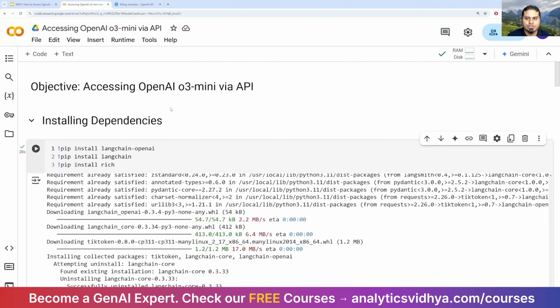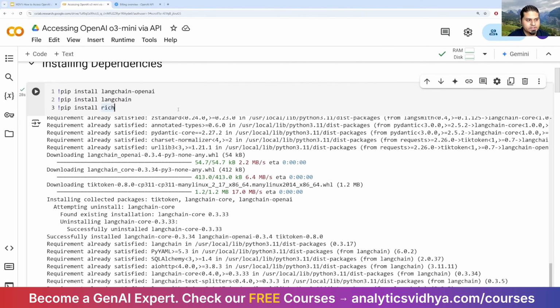So now we'll get into our notebook, a hands-on notebook, where the main objective is accessing OpenAI o3-mini via the API in Python. The first step is to install the relevant dependencies. So we will mostly be using LangChain OpenAI to install the OpenAI wrapper for LangChain, which is a very popular framework to connect with LLMs and build generative AI applications. And we will use Rich more for displaying markdown results. So I've already installed the libraries.